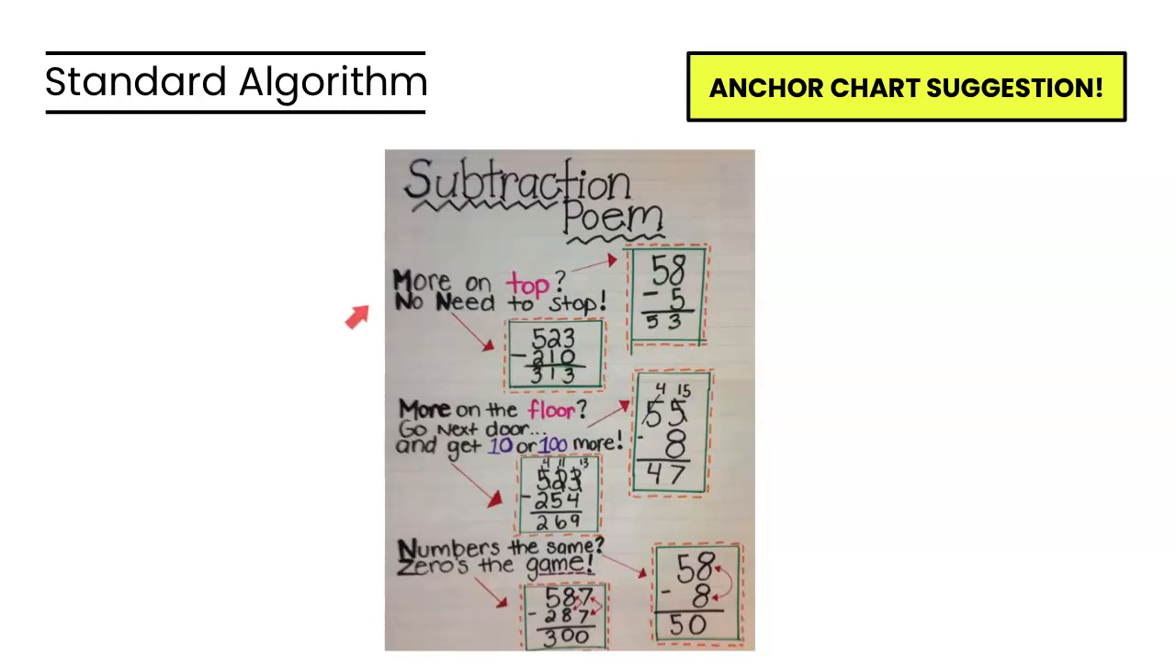For example, if more is on top, no need to stop, meaning if you do not need to borrow or regroup, you can just proceed with the subtraction. More on the floor, go next door and get 100 or 10 more. This is the borrowing or regrouping process, as students can plainly see in this anchor chart. And then the last scenario is when you are subtracting a number from itself, which would indicate a 0. And so this is a very good example of an anchor chart. Please consider using something similar or just steal this one for your classroom needs.